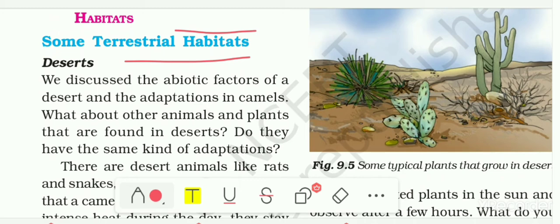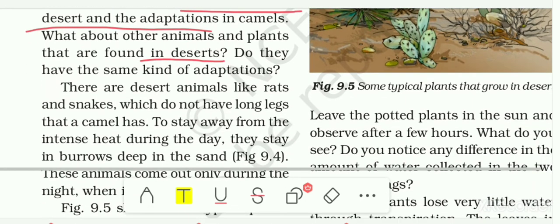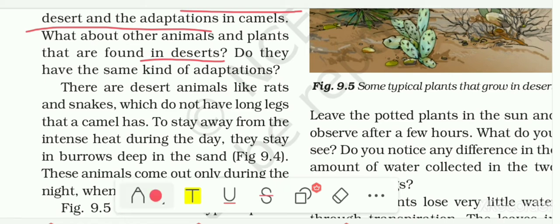We discussed the abiotic factors of a desert, and we had also seen the adaptation in camels. What are the abiotic factors, how the climate and weather are in the deserts, and what are the different characteristics of camels in the desert. So what about the other animals and plants that are found in the deserts? We had seen about the camel. Now what about the other animals or plants? Do they also have the same kind of adaptations?